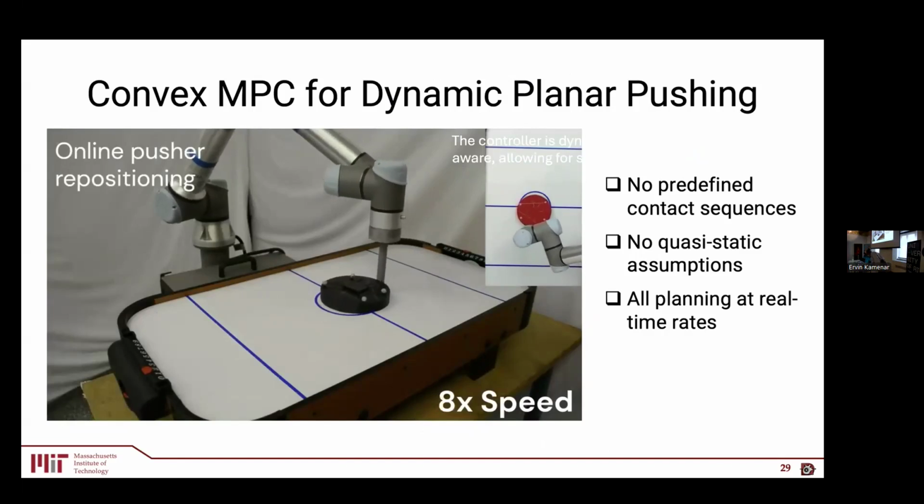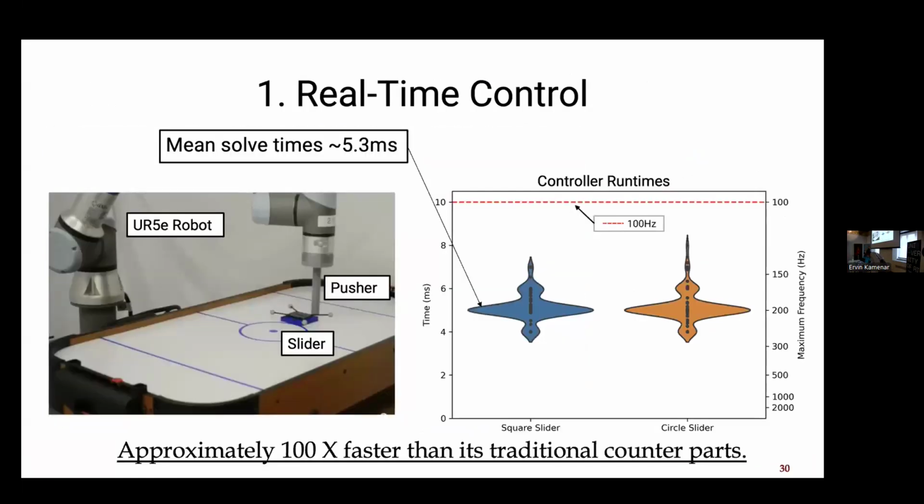Now, real-timeness is so important, and let me show you this. This is really the most convincing part. We measured the runtime. Only a 5 millisecond sampling interval is needed. This is almost 100 times faster than the conventional counterpart. We even compared this against the bilinear Koopman, which is not a convex optimization. It takes 50 times more time.